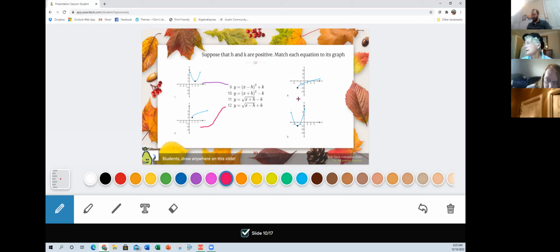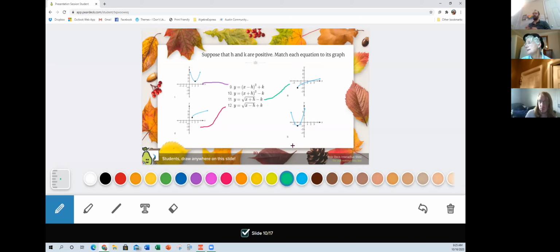So A, we've shifted to the left 2 and down 2. We know it has to be a square root function because of the shape. Left or right always happens on the inside of the function and is always the opposite of what you would think. So if we're going left 2, that would be plus h. And then minus k, because the vertical shift always happens just like you think it should. And then by the process of elimination, of course, B has to be 10.